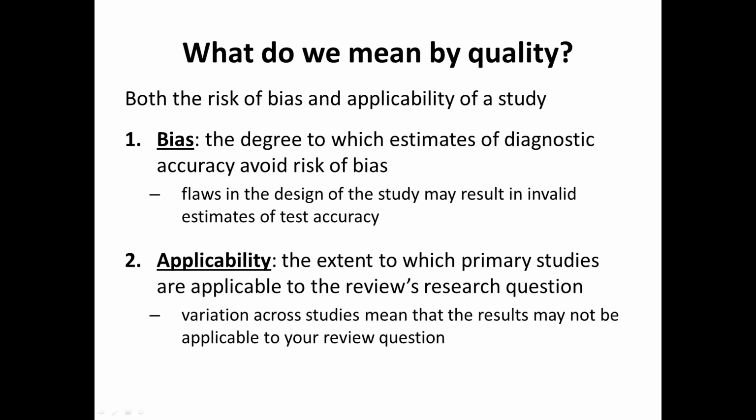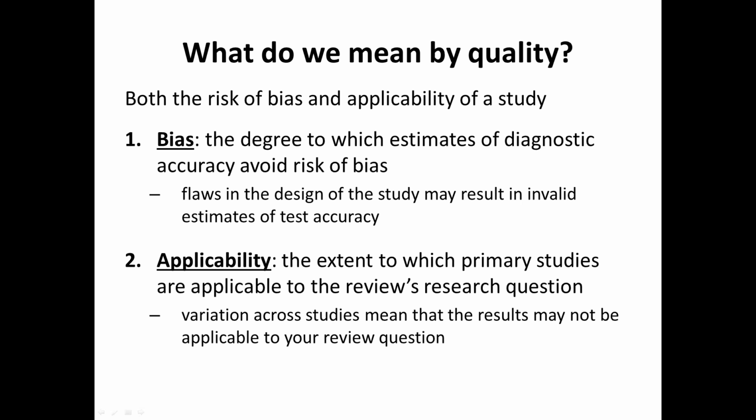Applicability is something which, for reviews of randomized trials, we don't think about very much. But for test accuracy studies, we are a little bit more focused on this because the evidence is showing it matters more. So applicability is to do with whether the patients in the study were the right group of patients, whether the index test was done in the right way, whether the target condition and the reference standard were defined and measured in ways which make sense, which reflect what happens in clinical practice.